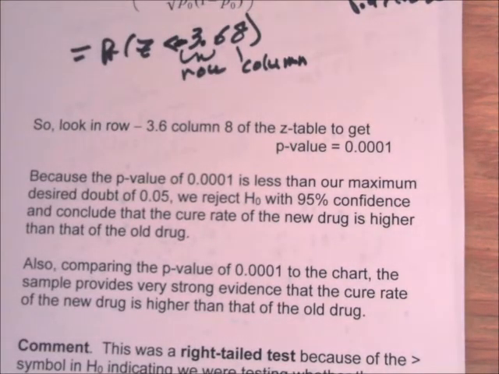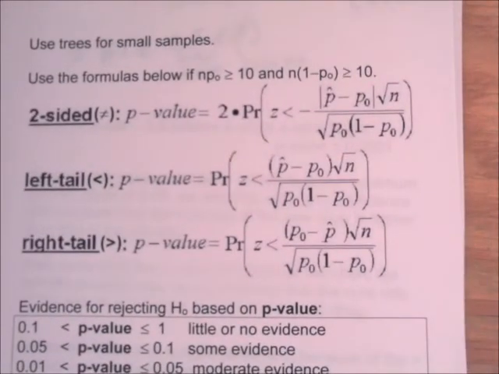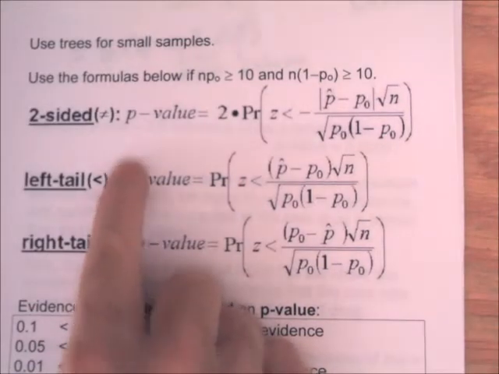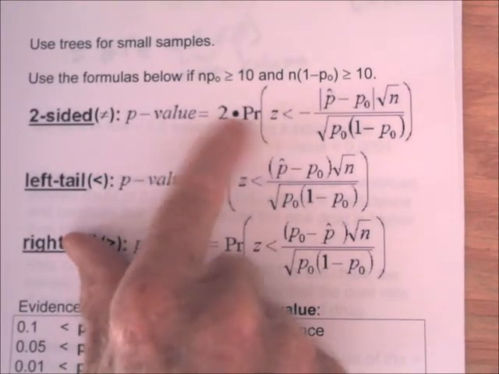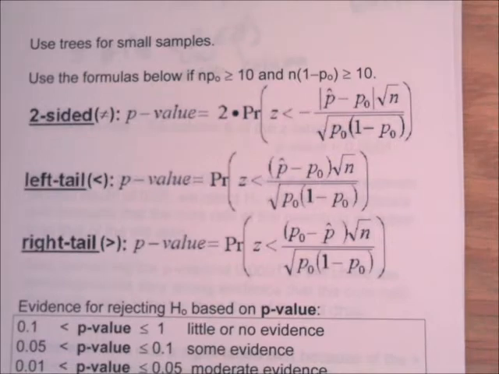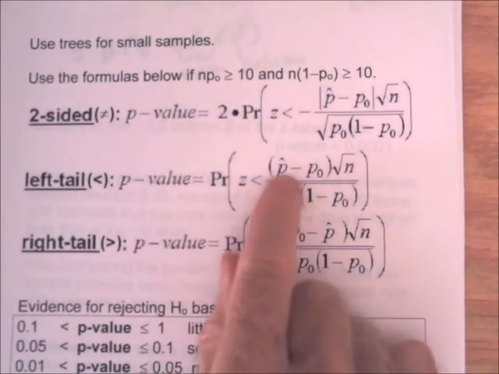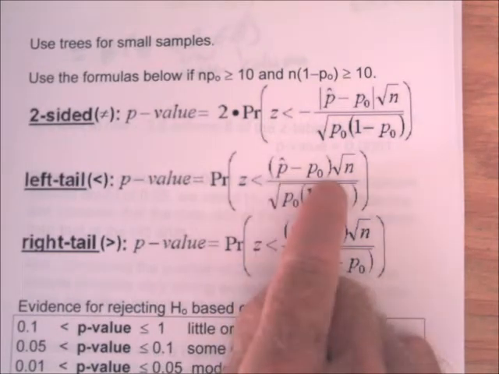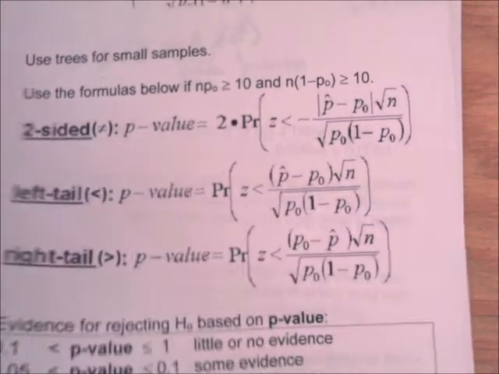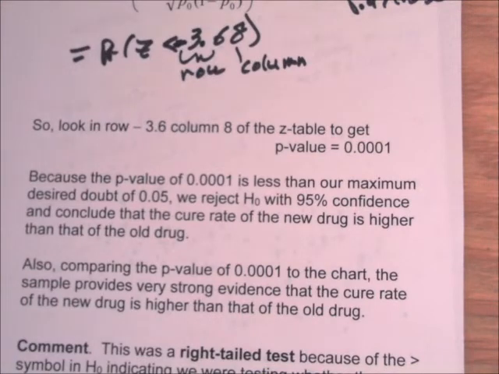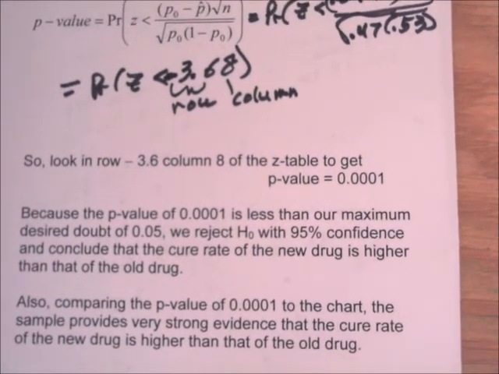Again, this was a right-tailed test. If we were doing a two-sided test, we would multiply the p-value by 2. You see a 2 in the formula here. If it's a left-tailed test, the p-hat comes first before the p0. It's a right-tailed test because we're trying to prove that the new drug is better than the old.